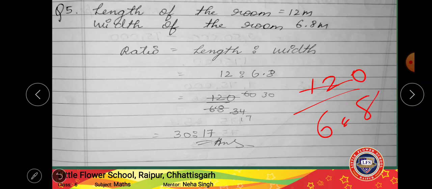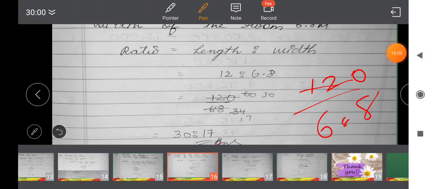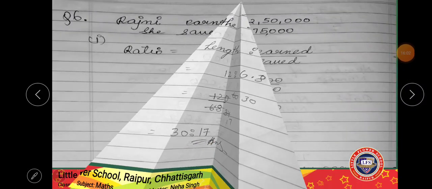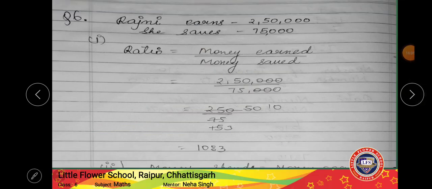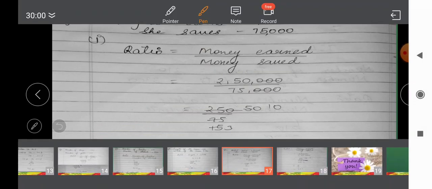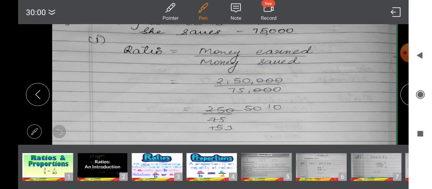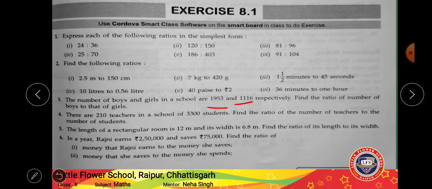Suppose here first I have cancelled with the 2 table. If you want, you can cancel it with 3 also if it is divisible, right? The answer will be the same. So after cancellation, 30 ratio 17, simplest form. Until we receive the simplest form, we will continue with the cancellation part. Now this is the last question for this. The next questions will continue in the next video.